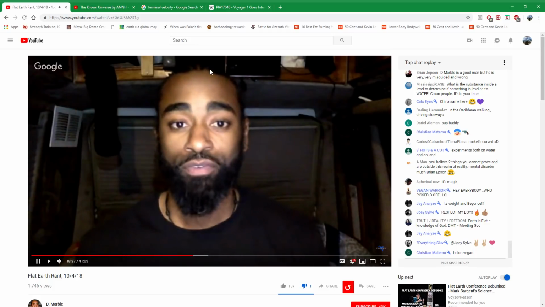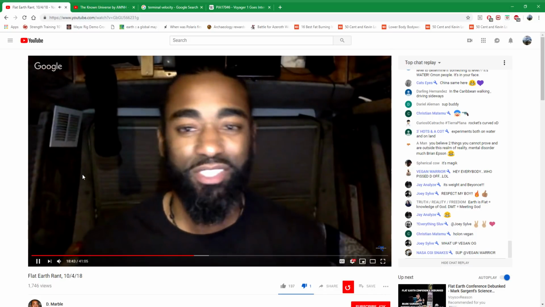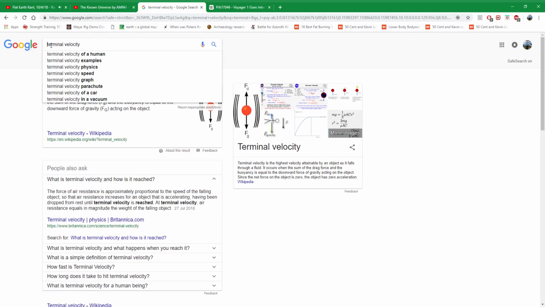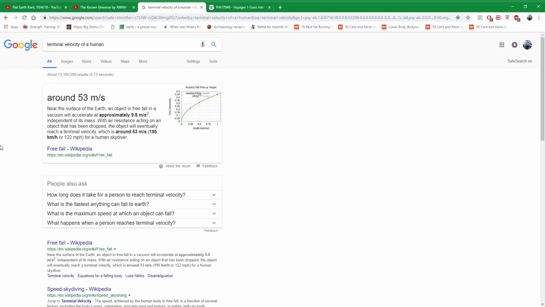In stable free fall, head down position has a terminal speed of around 152 to 180 miles per hour. Okay, let's have a look. Terminal velocity of a human. So near the surface of the Earth, an object in free fall in a vacuum accelerates at approximately 9.8 meters per second squared, independent of its mass. With air resistance acting on the object, it will eventually reach terminal velocity, which is around 53 meters per second, 195 kilometers, or 122 miles per hour for a human skydiver.